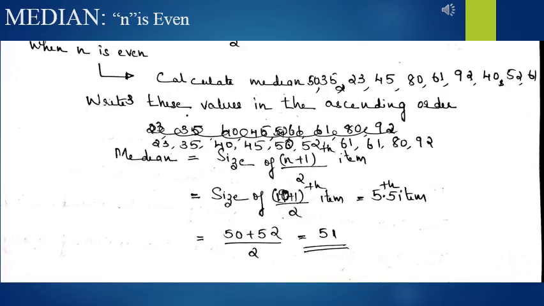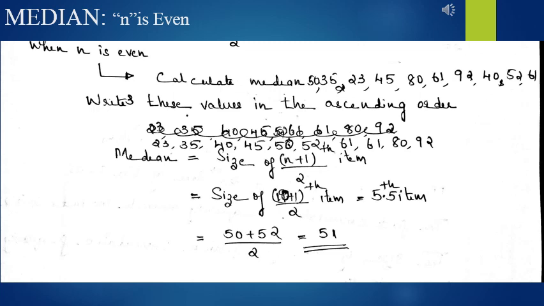So now let's see when n is even. Here also we'll arrange the entire set of data in ascending or descending order. And we'll count the data: 1, 2, 3, 4, 5, 6, 7, 8, 9, 10. It means n is even.